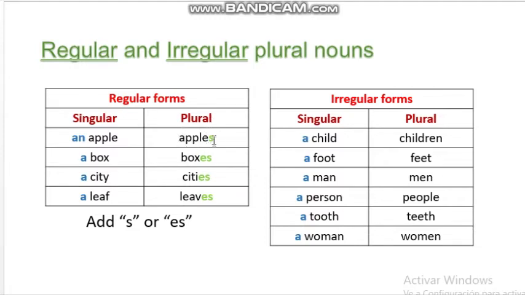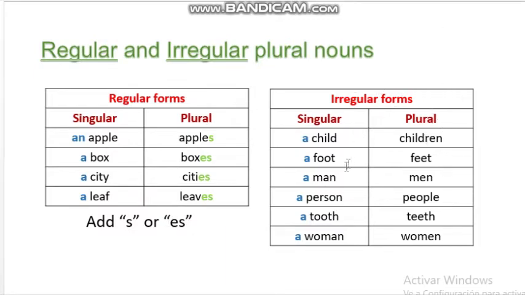So we are adding an S. A box, boxes in plural, we are adding ES. A city becomes cities for plural. So the letter Y is changing to I and we are adding ES to become plural. A city, cities. A leaf, leaves. This is an irregular noun. Okay, so we add S or ES, but we have irregular forms.